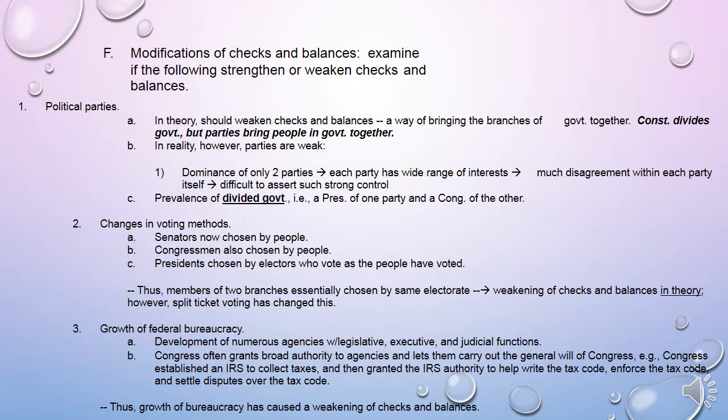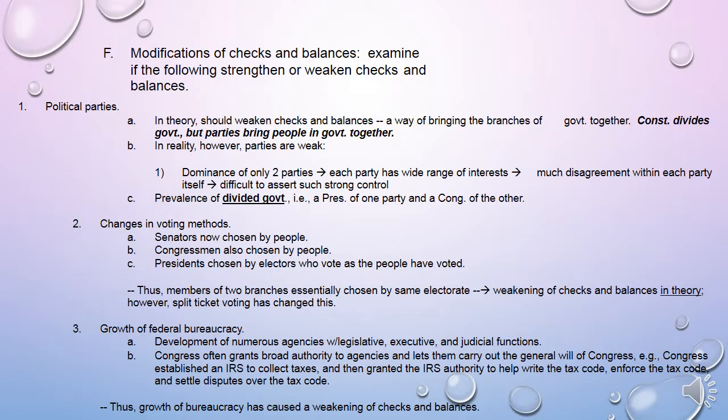Modifications of checks and balances. Examine if the following strengthen or weaken checks and balances. Do political parties strengthen or weaken checks and balances? In theory, they should weaken checks and balances as a way of bringing the branches of government together. However, the Constitution divides government. Parties bring people together in government. However, parties are weak, and they're getting weaker and weaker.